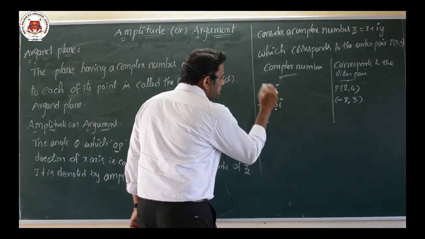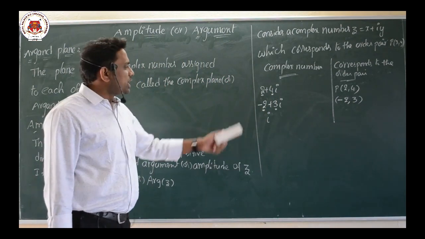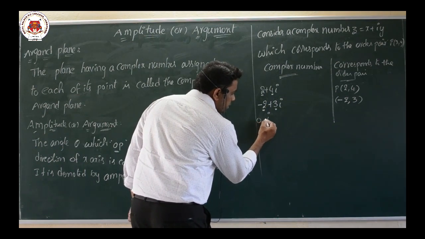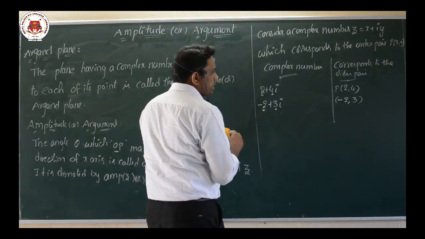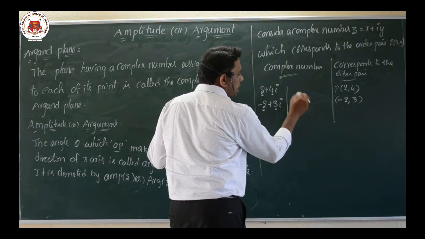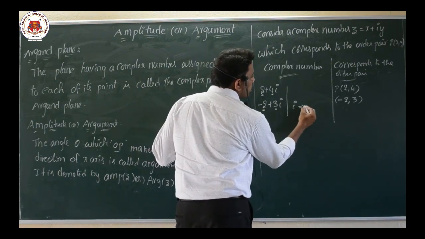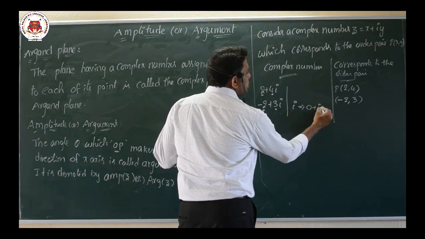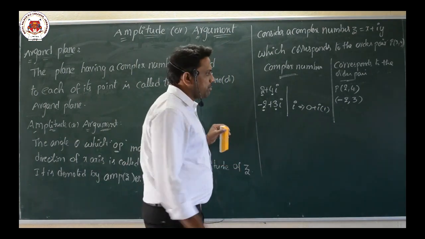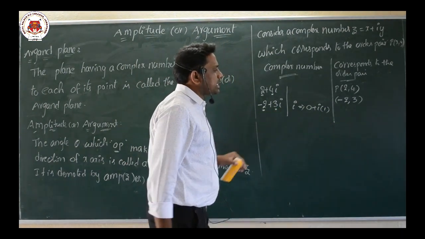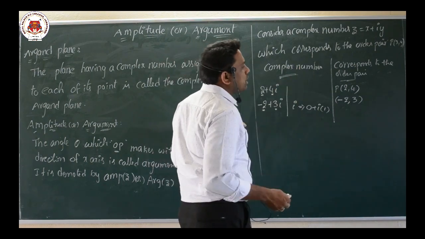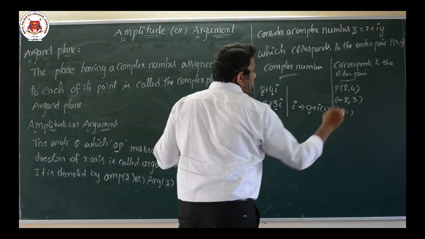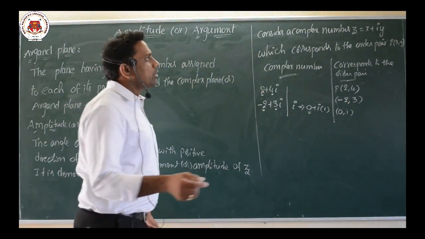Suppose only i is there. Here there is no real part. If there is no real part, then you can put 0. If only i is given, there is no real part, so you must write down 0 for the real part. What is the imaginary part here? 1 is the imaginary part, because i is 1 into i. So what is the corresponding ordered pair? The real part is 0 and the imaginary part is 1, so (0, 1).